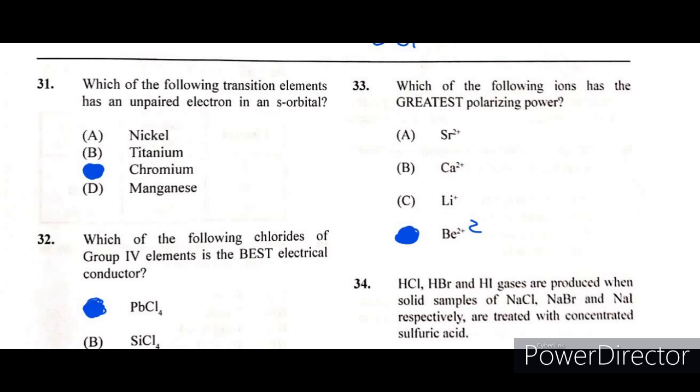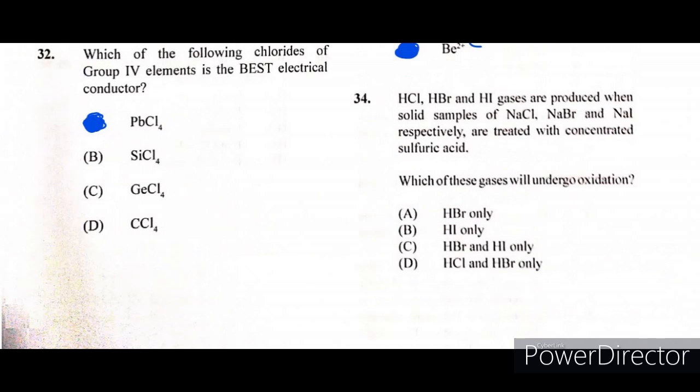It says HCl, HBr, and HI gases are produced when solid samples of NaCl, NaBr, and NaI respectively are treated with concentrated sulfuric acid. Which of these gases will undergo oxidation?